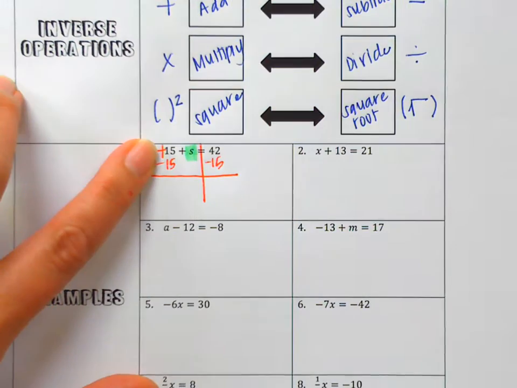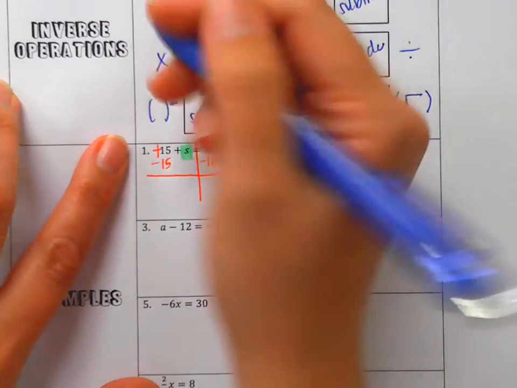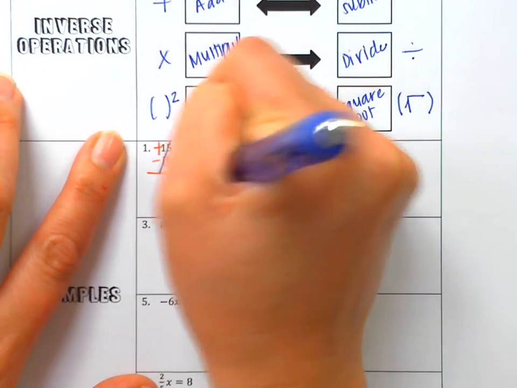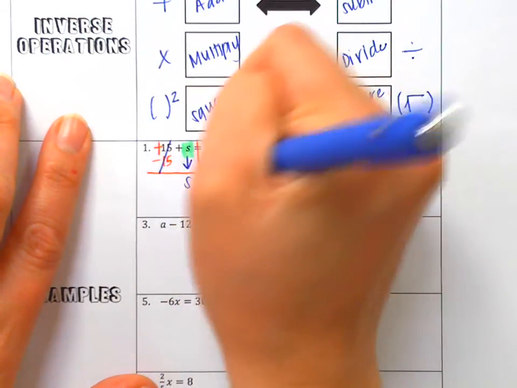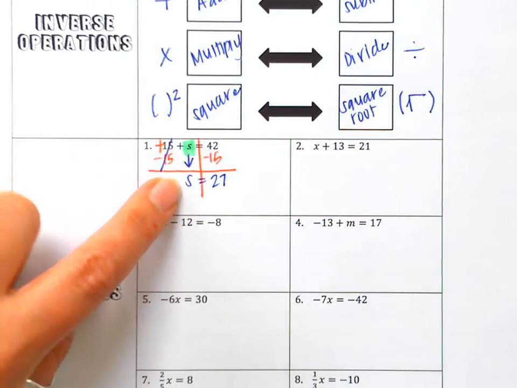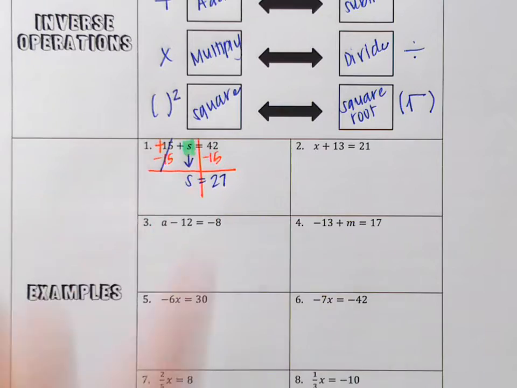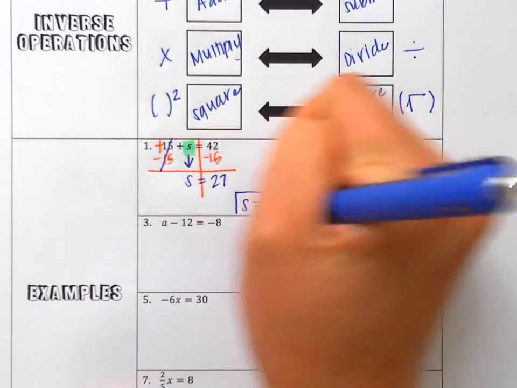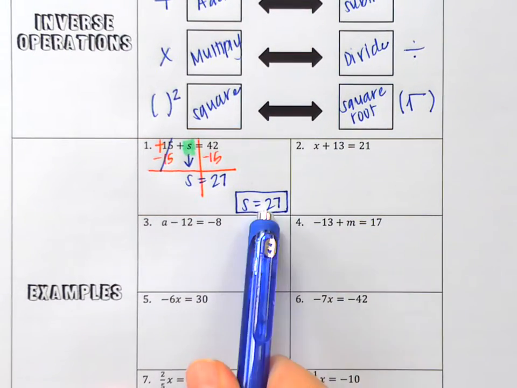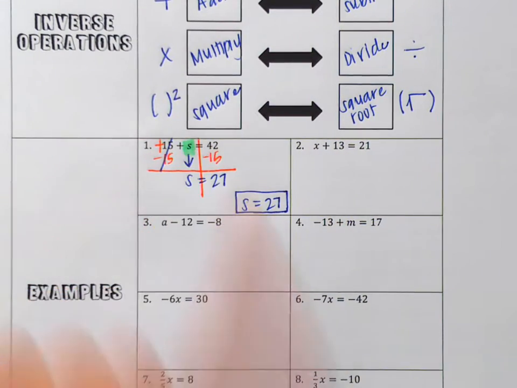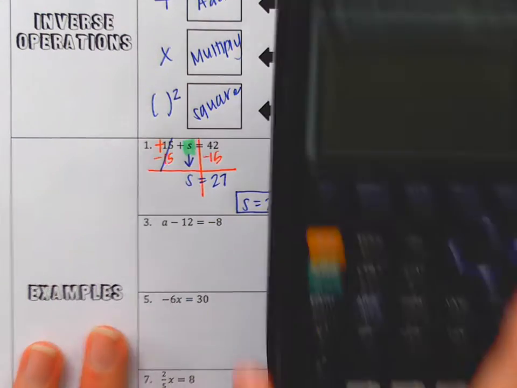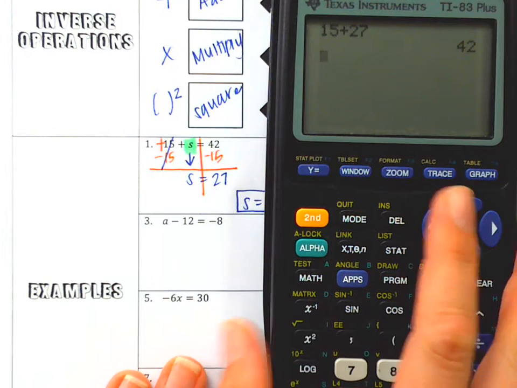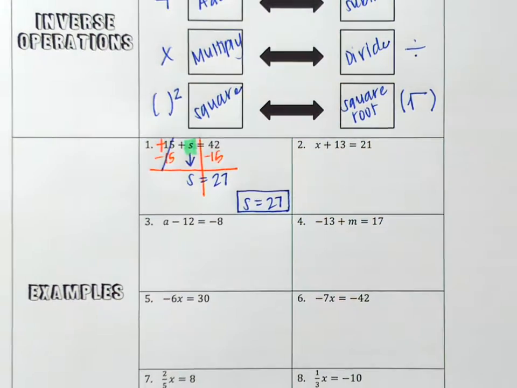Now 15 minus 15 is 0. It goes away. That's what we wanted. Then the s just comes down, and 42 minus 15 is 27. So now s is by itself, and that's my answer. How can I check my work? I can always check by plugging this back in. If I plug in 27 for s, that would be 15 plus 27. Does 15 plus 27 get me 42? It does, so it works.